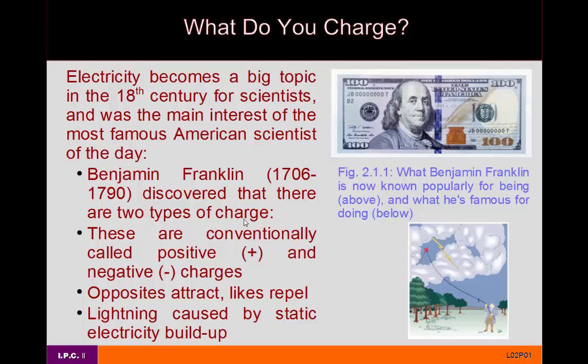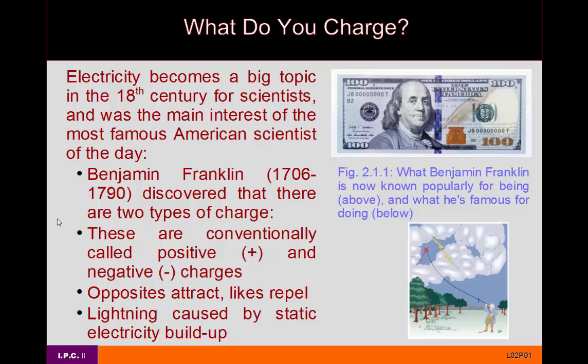And what he did was not actually necessarily what's shown in this picture. He didn't necessarily fly a kite into an electrical storm. That's a good way to electrocute yourself. But what he did do that was very important is that he basically discovered that there are two kinds of charge, and these are now conventionally called the positive and the negative charges.